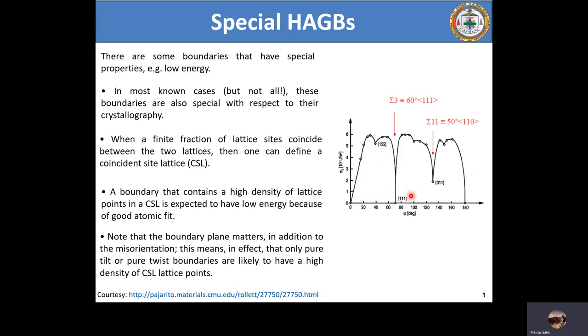If you're talking about the Brandon model, then in that case, this boundary shall be called a sigma boundary or a CSL boundary. Similarly, this boundary will also be termed a CSL boundary. This boundary also shall be termed a CSL boundary. So this is the first thing.